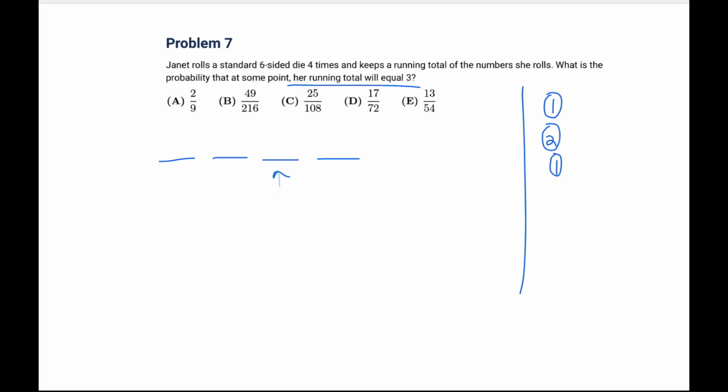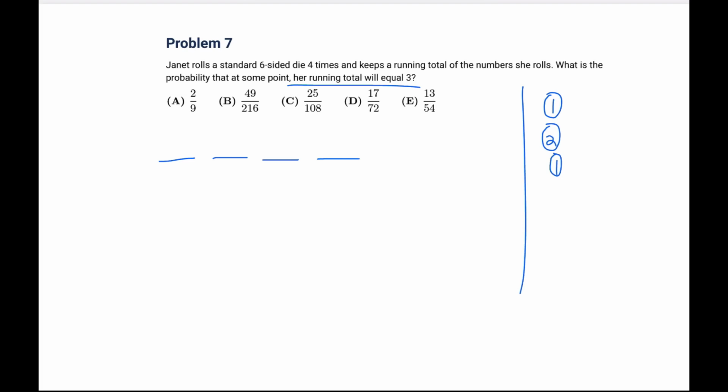And if Janet has a running total of 3 by her fourth roll, well, we know that isn't really possible because the lowest she can roll every time is 1. So she rolls 4 times. Her running total will be at least 4.